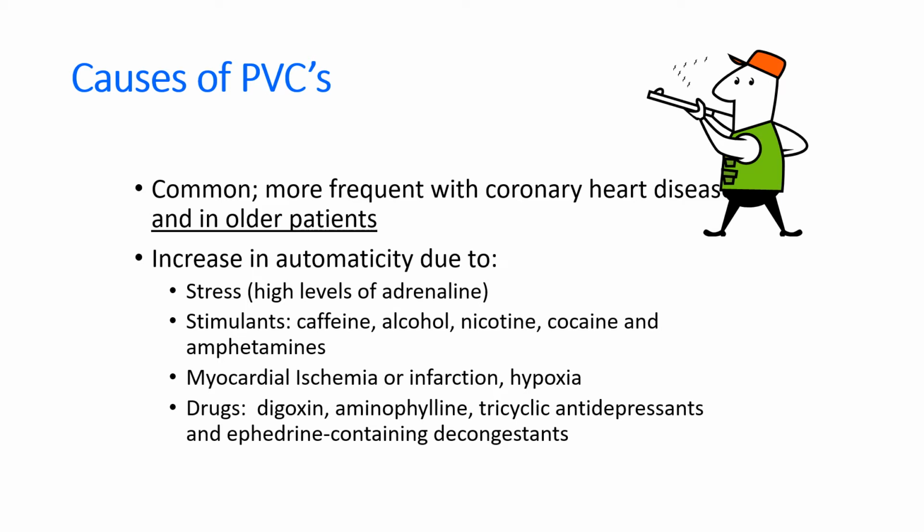Oftentimes you'll see patients with myocardial ischemia or infarction having those PVCs. Monitor what medications they're on that might cause PVCs, such as digoxin, some tricyclic antidepressants, aminophylline, or epinephrine-containing decongestants, which can increase the heart rate and automaticity.